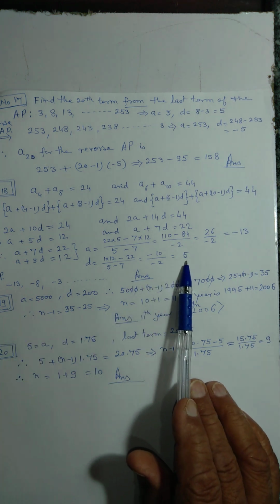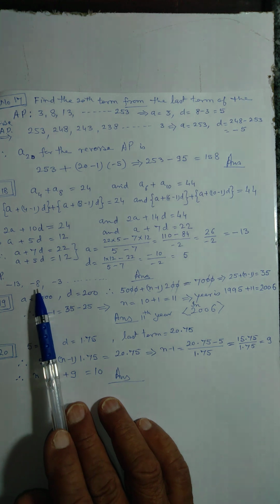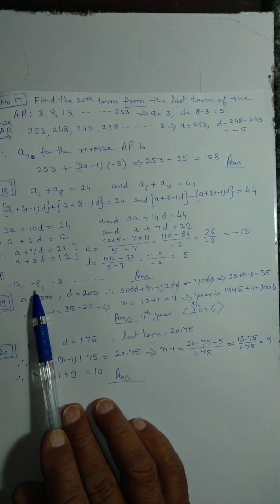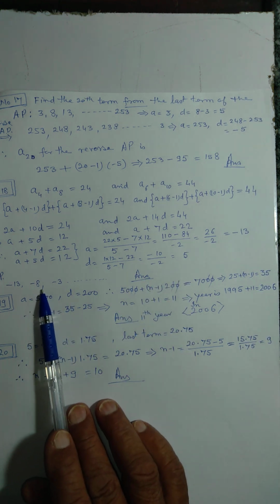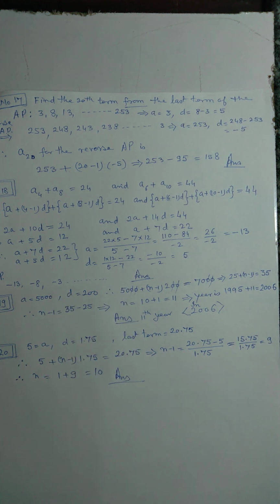Now add 5 to minus 13, you will get minus 8. Now again add the common difference, that is 5, you will get minus 3 and so on. Now proceed to question number 19.